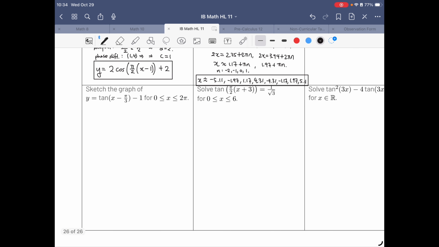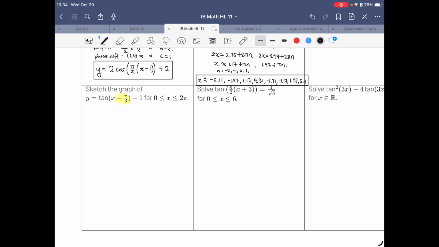Moving on to the last row. Sketch the graph of y equals tangent of x minus pi over 3 minus 1. So for this question, I'm going to study some key points. First thing is I have a minus pi over 3 here within the tangent. So x minus pi over 3.